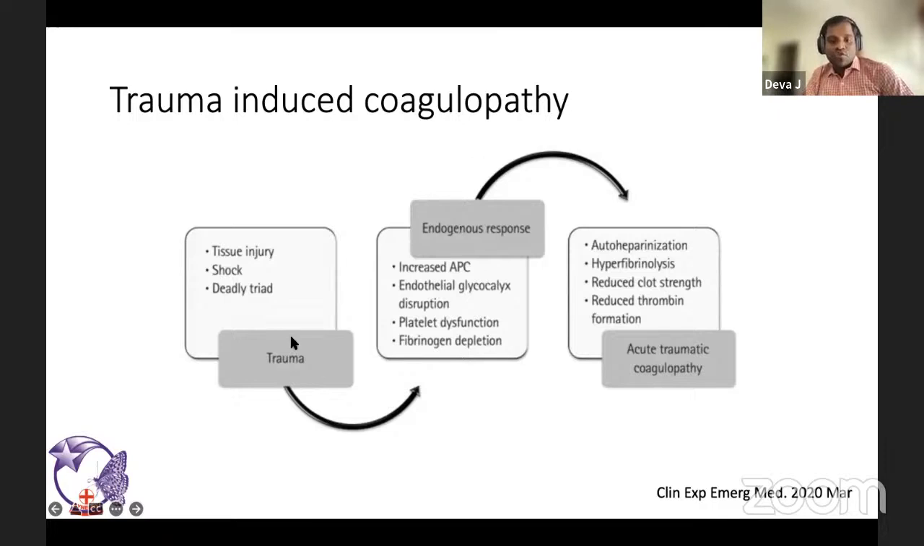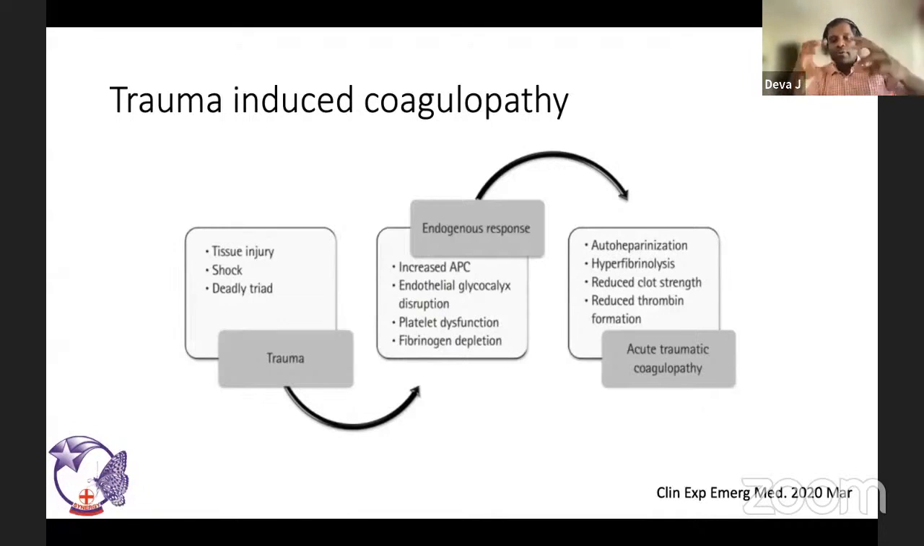This is an endogenous response. So trauma injury leads to APC release from the damaged glycocalyx, platelet dysfunction, and depletion of fibrinogen. That leads to increased APC, and the release of heparan sulfate leads to autoheparinization, which is anticoagulant, and hyperfibrinolysis, which again leads to bleeding. There is reduced clot strength, fibrinogen depletion, and reduced thrombin formation. Once again, the clot does not hold and the patient bleeds. So it leads to acute traumatic coagulopathy. That's, in a nutshell, what happens.